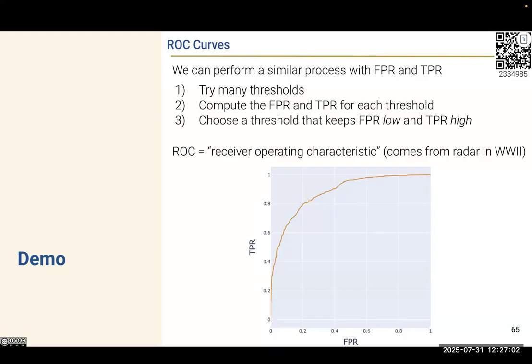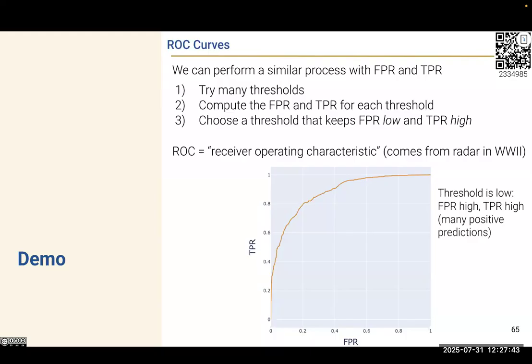ROC stands for receiver operating characteristic. It's a radar term from World War II. False positive rate versus true positive rate. And how do we pick a threshold over this? Which threshold do we pick based on this curve? Well, if you look at the top right corner, this is when you have a low threshold, because you have a much higher false positive rate and true positive rate. You're making a lot more positive predictions when your threshold is low.